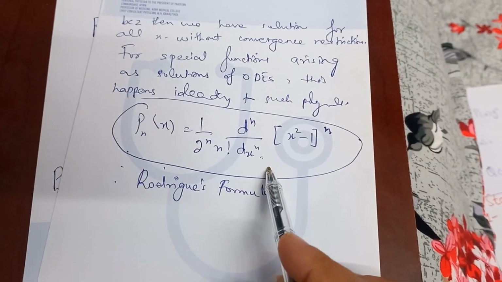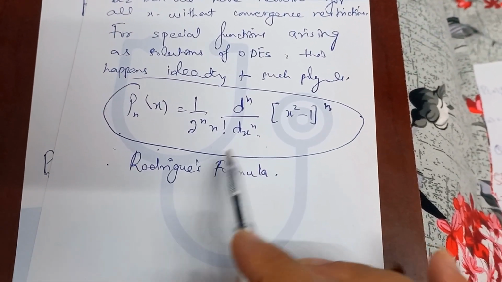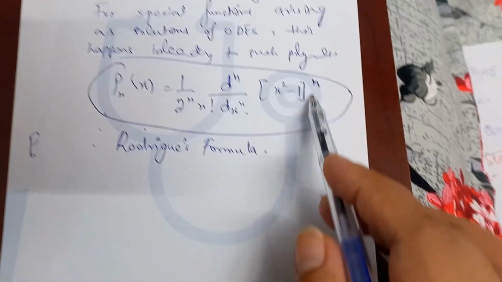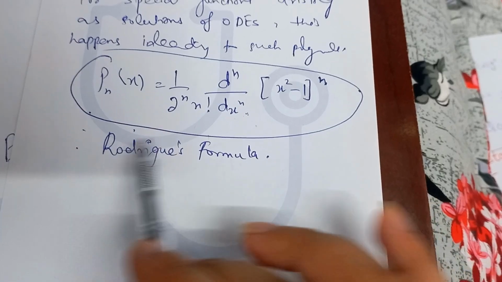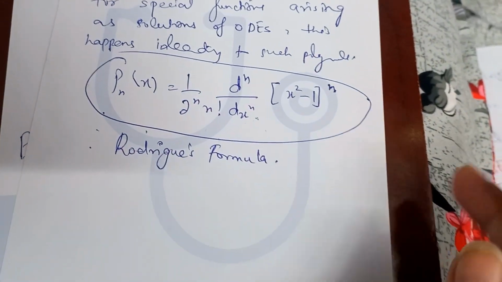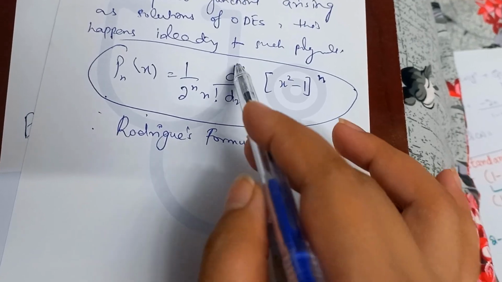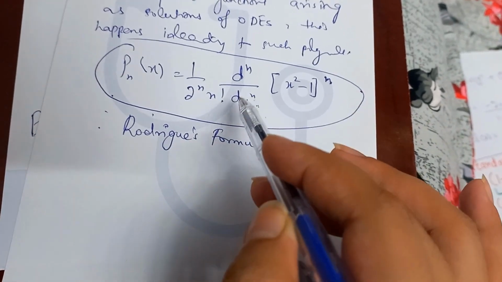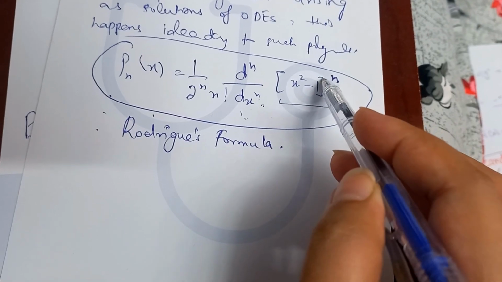Sometimes this is mentioned, so you should know that this is also a formula for Legendre polynomials. Putting the values, if you know the value of n here, put it and solve it, you'll get the answer. For example, n is equal to 2, you'll write 2 here. It will become the second order derivative. You'll take the second order derivative of this term. Here n is in the power as well.